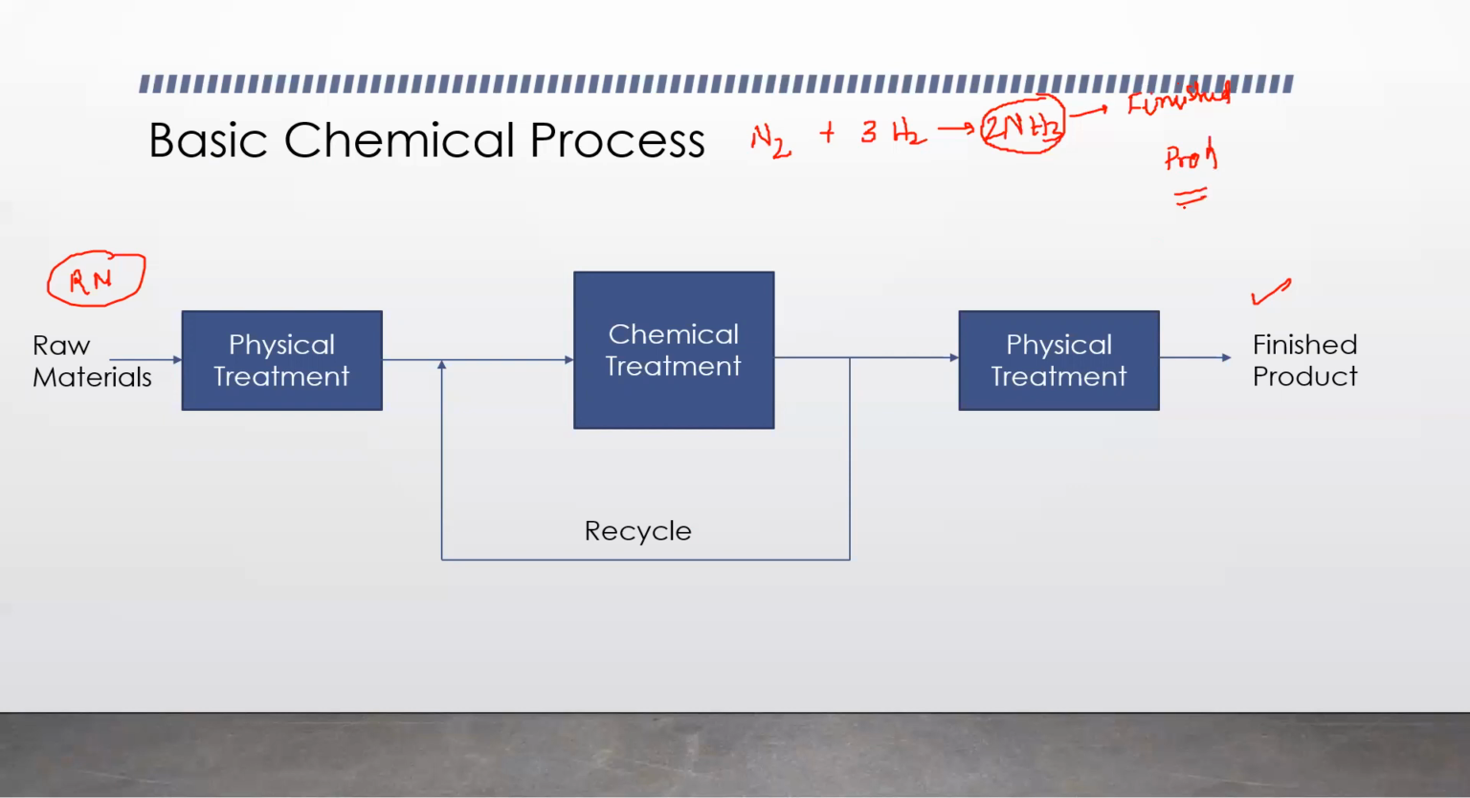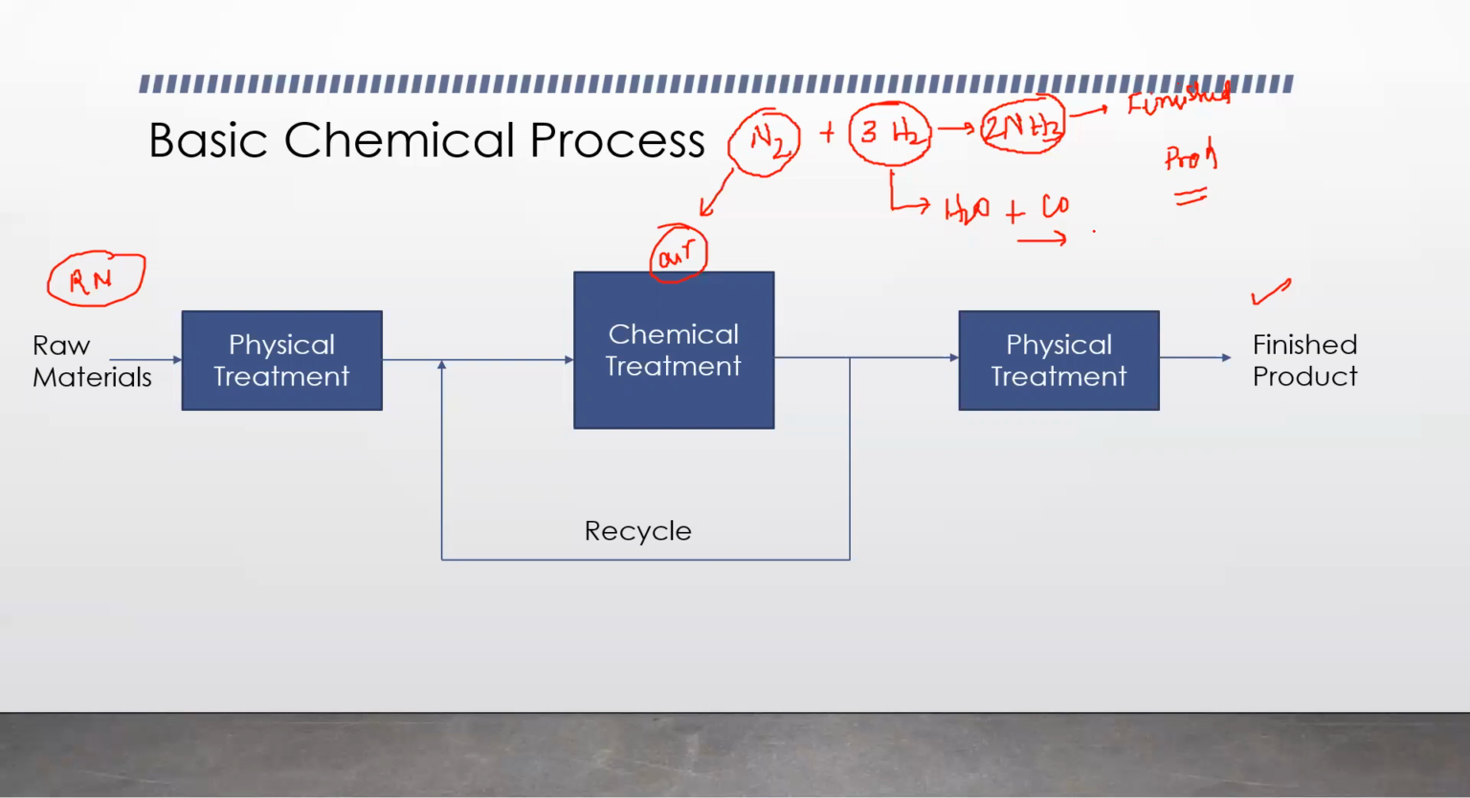In order to produce ammonia, we need nitrogen as well as hydrogen. So how do we get nitrogen and hydrogen? In order to get nitrogen, we require air. Similarly, in order to get hydrogen, we need some other ways. For example, we can get hydrogen by the water gas shift reaction.